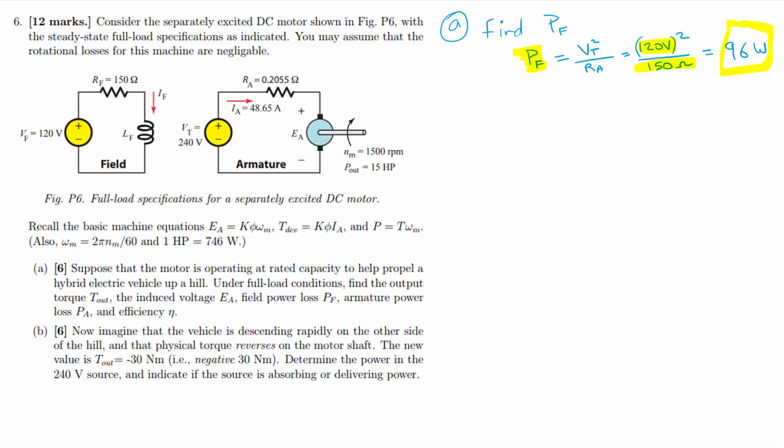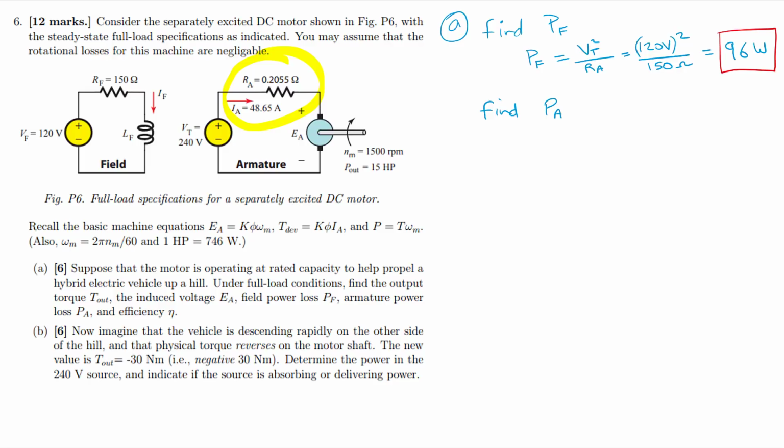Now, what's the next thing that we're supposed to solve for? The armature voltage. So that's a result, so I'll just put a little box around it. So we're going to solve for the armature power loss, PA. This is a little bit confusing because, is PA the power in the armature or what? Actually, PA refers to the power dissipated in the armature resistance.